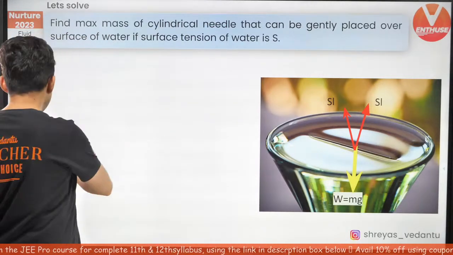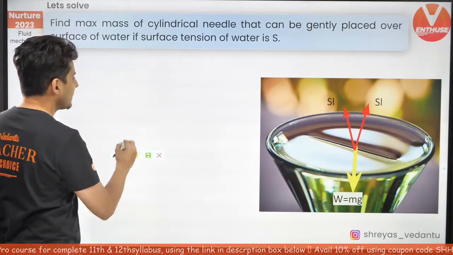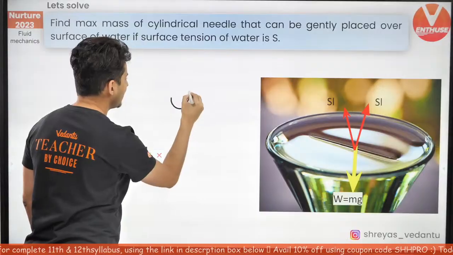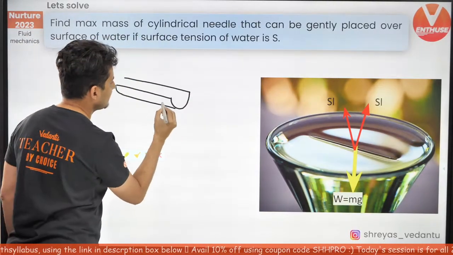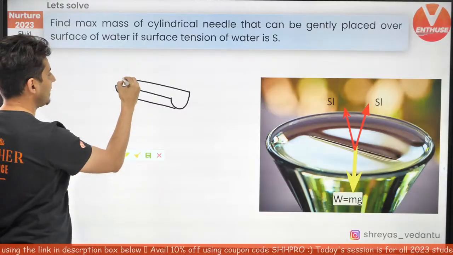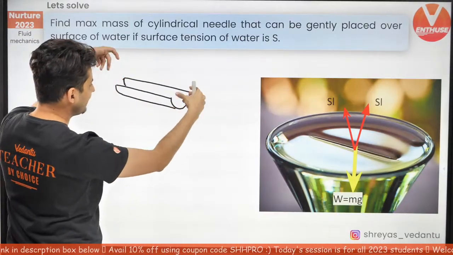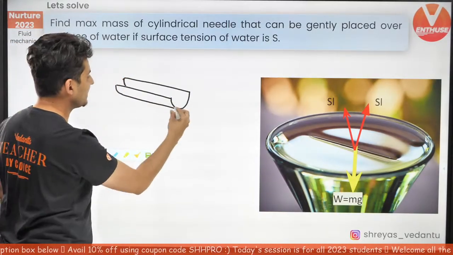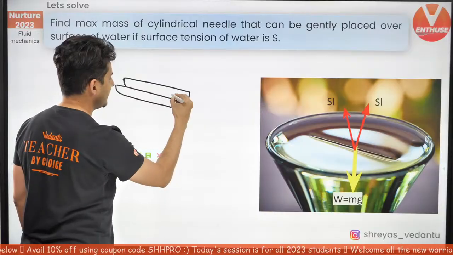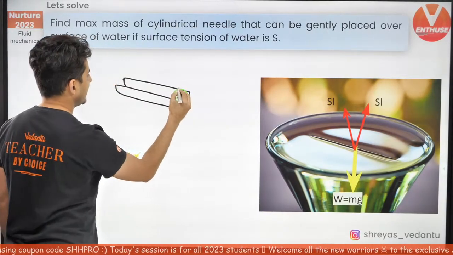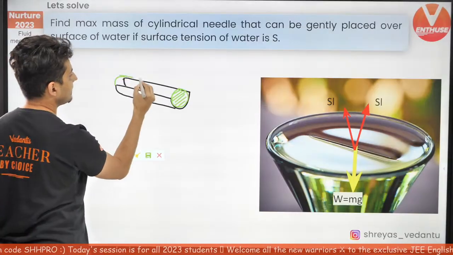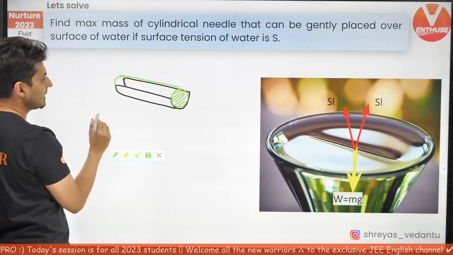Okay, so here is the logic, guys. If you realize it, it's amazing. There is a small gutter-like shape formed over here, something like this. And in that gutter, you have that needle. But I'm not showing that needle. Just imagine the needle is actually over here. That green one is basically that needle, but I'm not showing it.